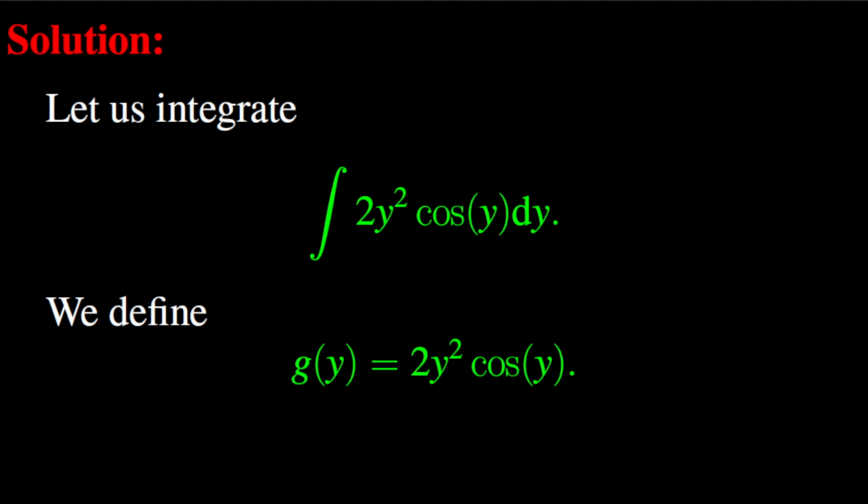Remark that the polynomial function 2y square is of degree 2. In sum, our first goal will be to reduce the degree of the polynomial function to 1, by using the method of integration by parts.